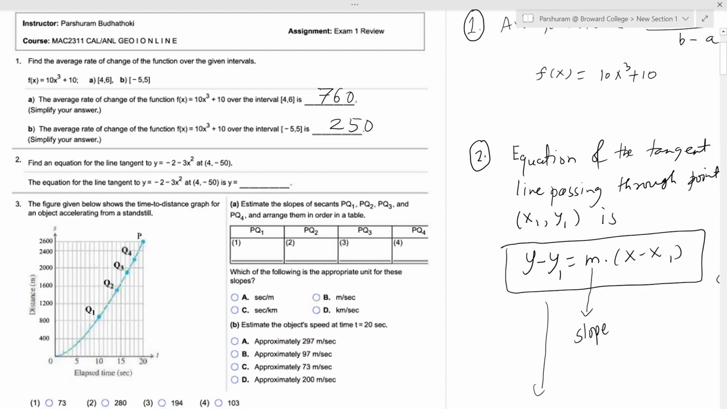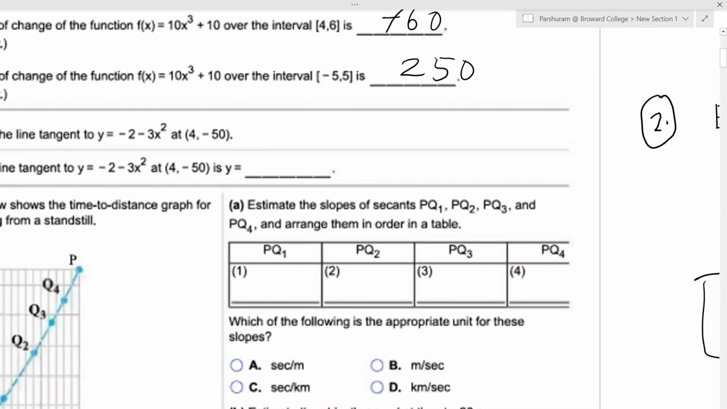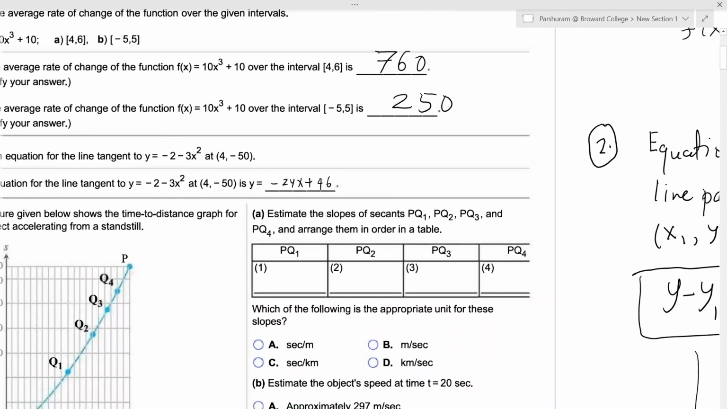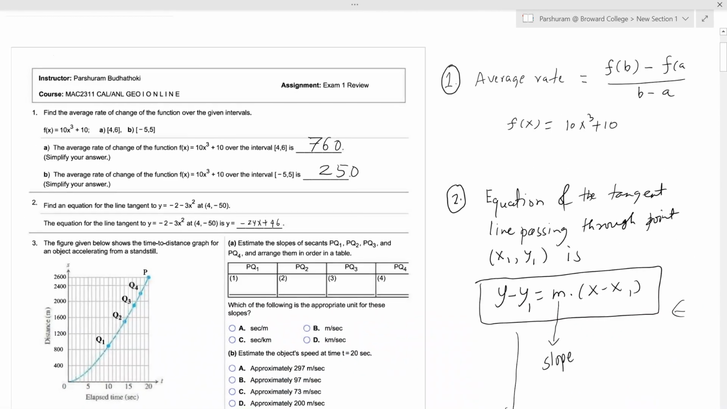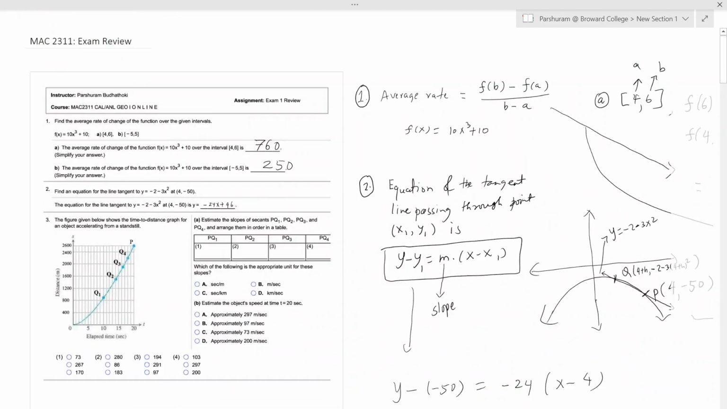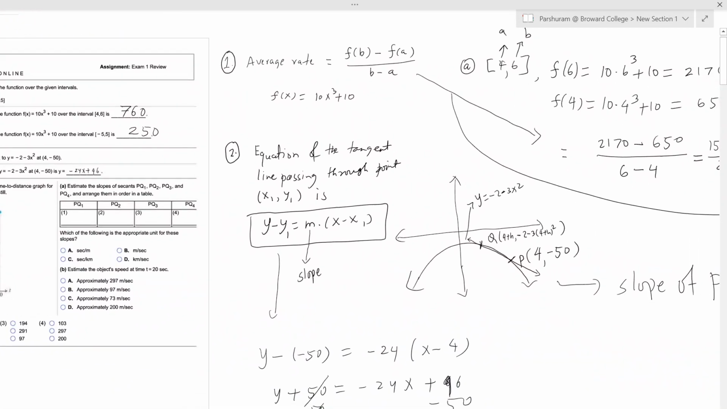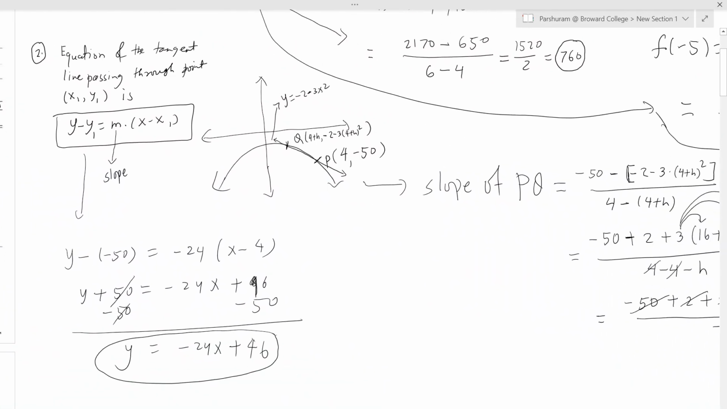So we're going to write down that value here. Negative 24x plus 46. That's the equation of tangent line at point (4, -50). Okay, and here is the complete work for this problem too.